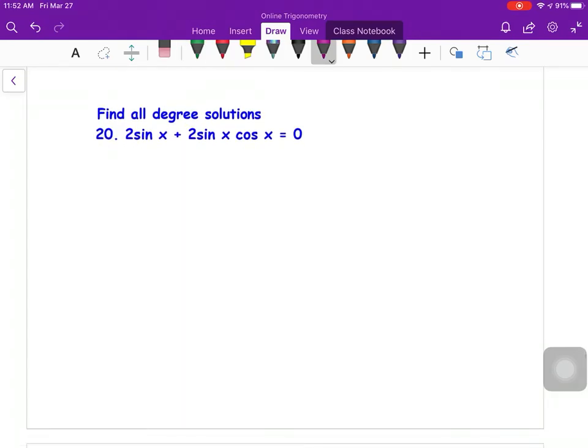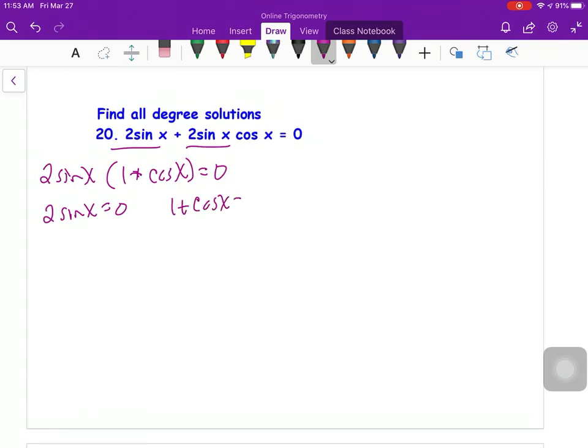Okay, number 20. When you look at number 20, the first thing you should notice is we have a common factor, so we will factor out 2 sine x, and we'll have 1 plus cosine x. Setting each factor equal to 0. This one we divide by 2. This one we subtract 1.